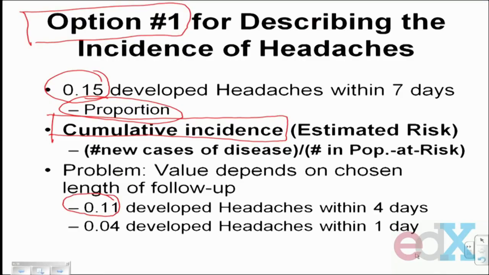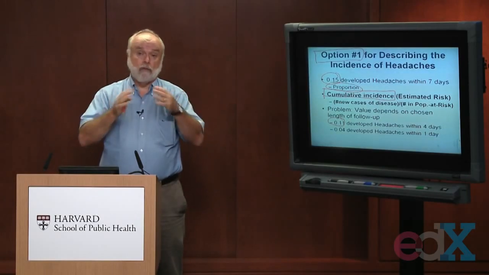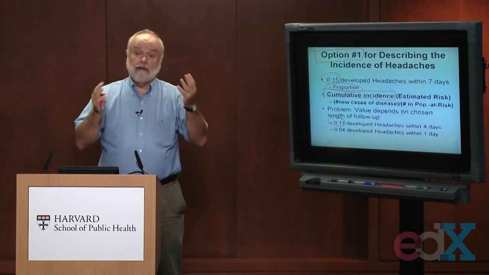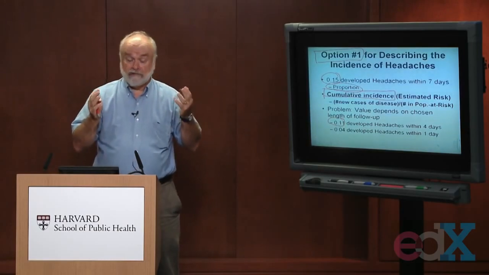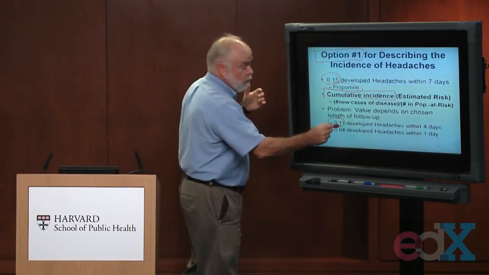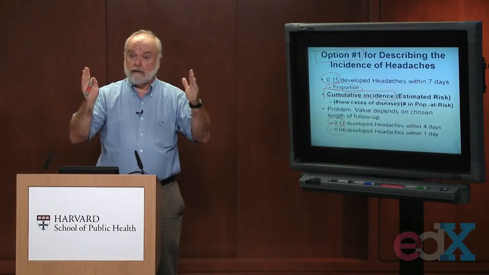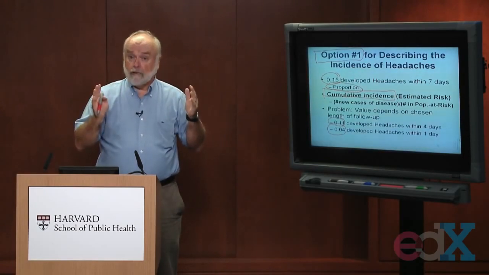If I was interested in a shorter time period, say within 1 day, well, the first 4 people on that diagram developed headaches in the first day. So the cumulative incidence would be 4 cases divided by 100, or 4%. So the value for the cumulative incidence does depend on the length of follow-up.